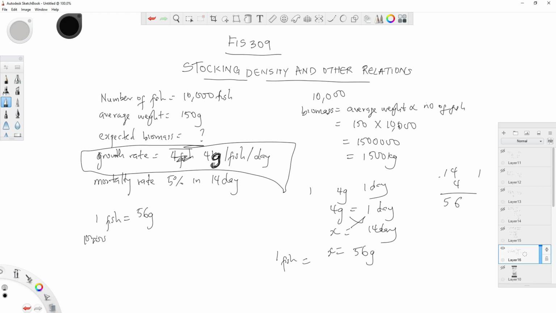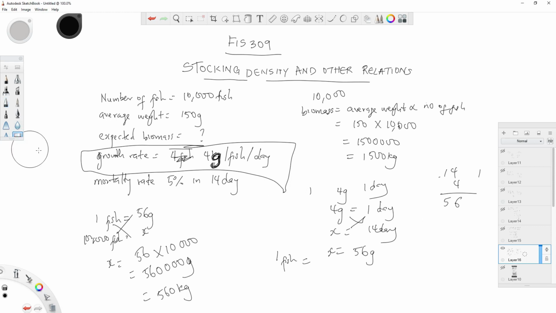So 10,000 fish should pick up what? That's 56 times 10,000, that's 560,000 grams, and that's 560 kg. The whole 10,000 fish will pick up this amount in 14 days. Now let's add it to their original weight, because they already had a weight before. This is just the weight they picked up from feeding.